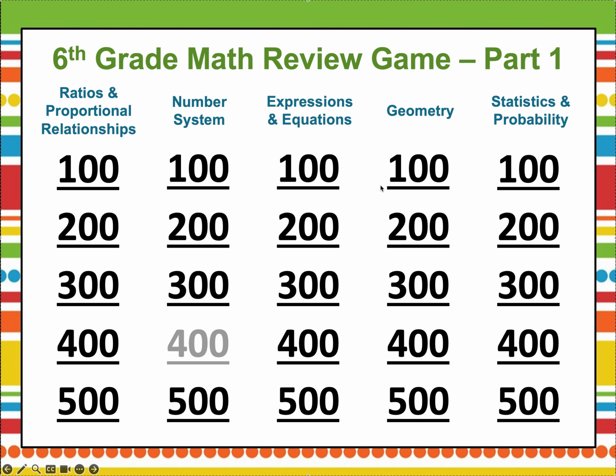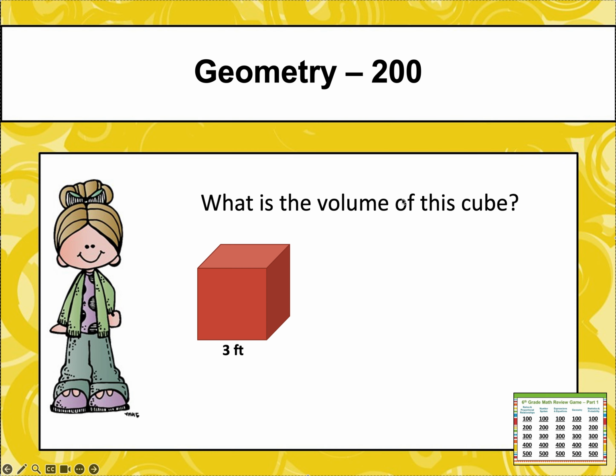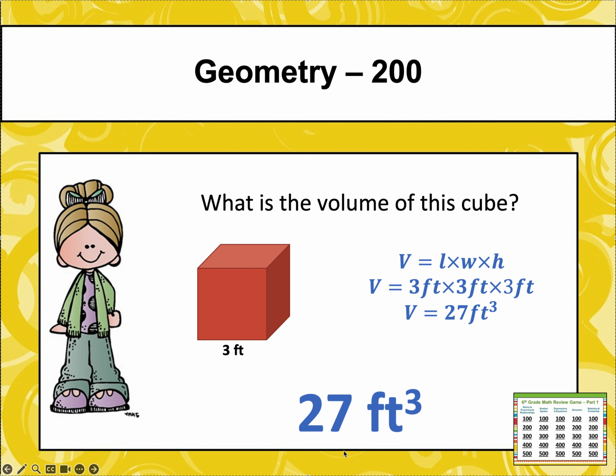You would say, group 2, what is your question? And they say, geometry for 200. So you click on the 200 here. Here is your question, geometry 200. Give them some time to answer it. Click once, here's the answer.